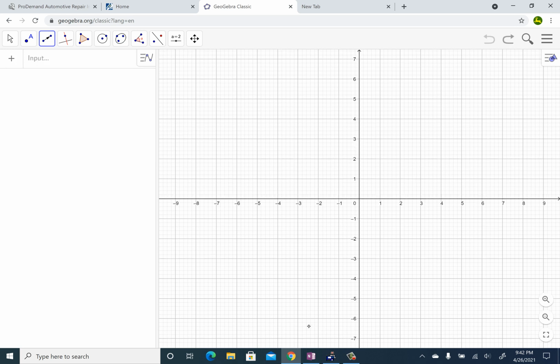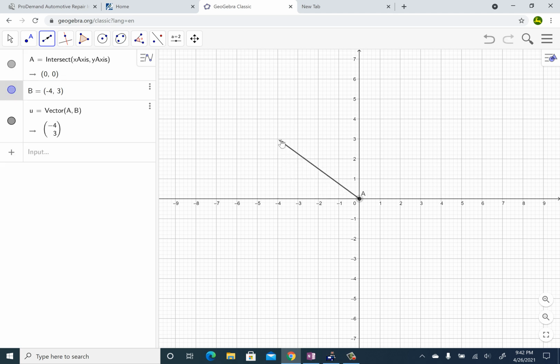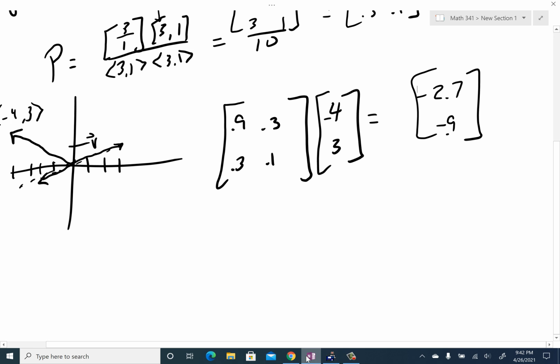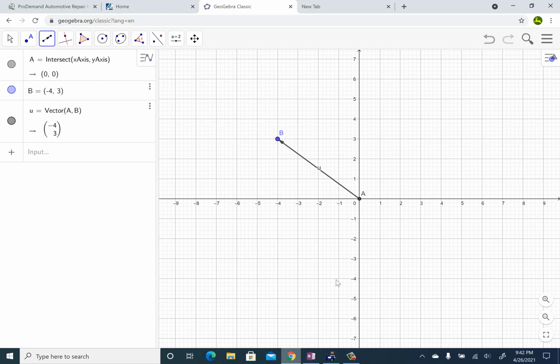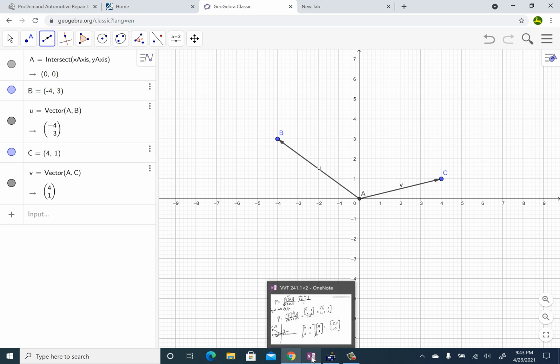All right, so I'm just going to click on this. -4, 3 is right here, yes? Boom. Sweet. Now I'm also going to project the other vector, which was 3, 1. See if this makes sense to us. So over 3, up 1. Boom. Nice.